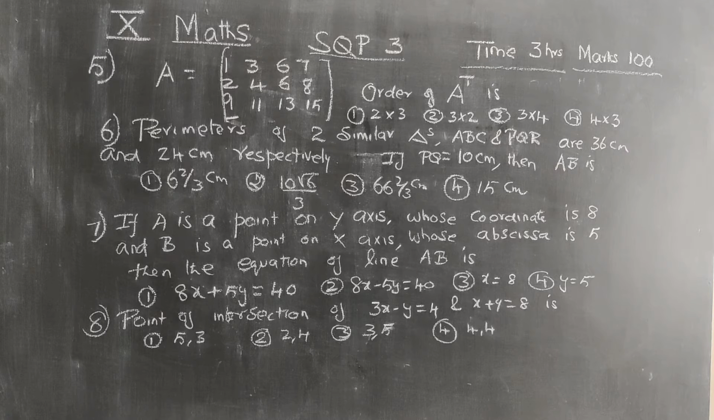Question number 6, perimeters of two similar triangles are 36 and 24. If PQ equal to 10, then what is AB? Question number 7, A is a point on y-axis whose coordinate is 8 and B is a point on x-axis whose abscissa is 5. Then the equation of the line AB is. Question number 8, point of intersection of 3x minus y equal to 4 and x plus y equal to 8 is.